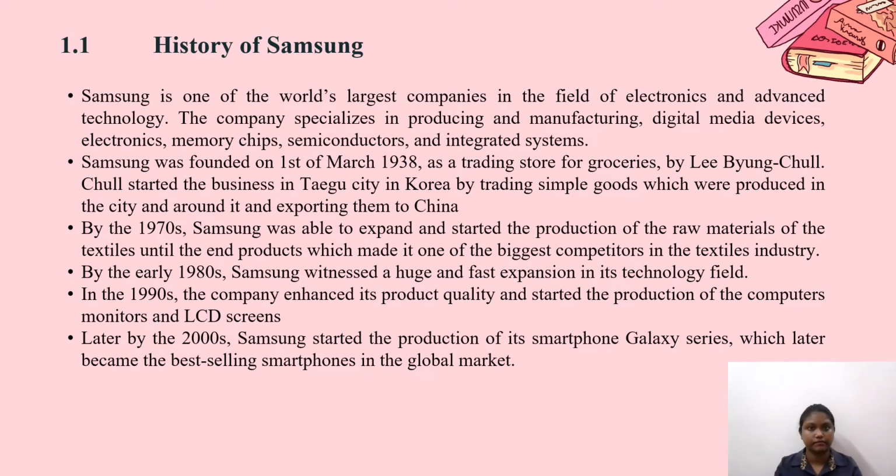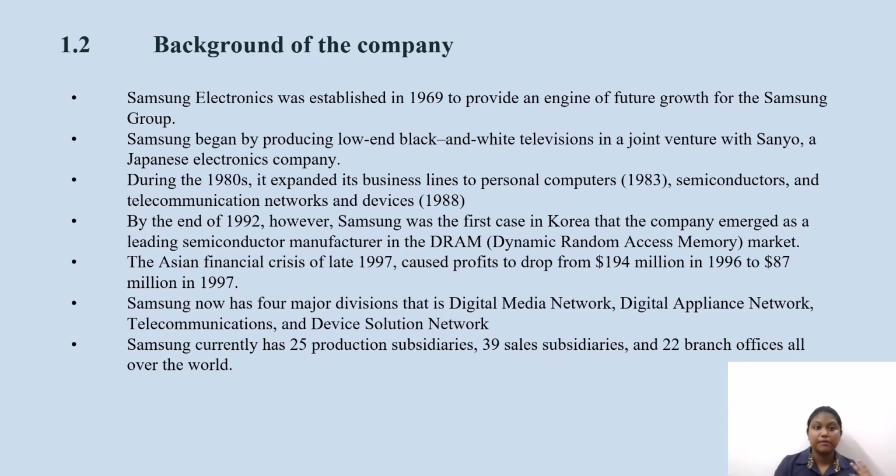The background of the company: Samsung Electronics was established in 1969 to provide an engine of future growth for the Samsung Group. Samsung began by producing low-end black and white televisions in a joint venture with Sanyo, a Japanese electronics company.